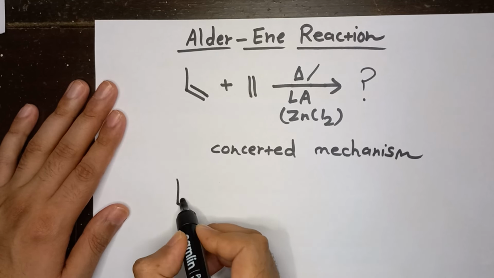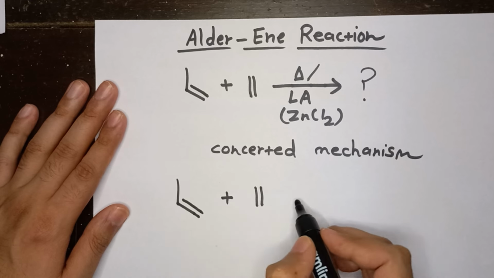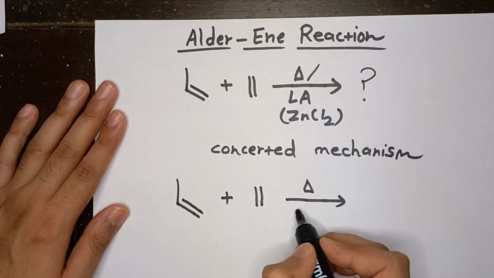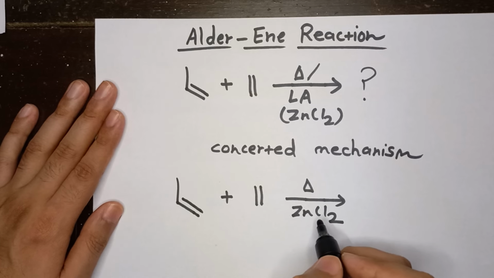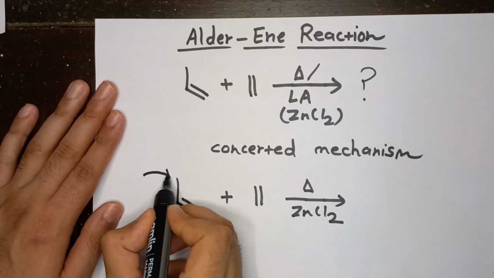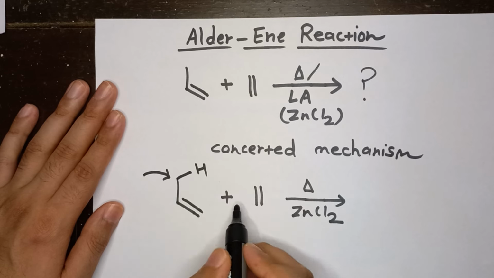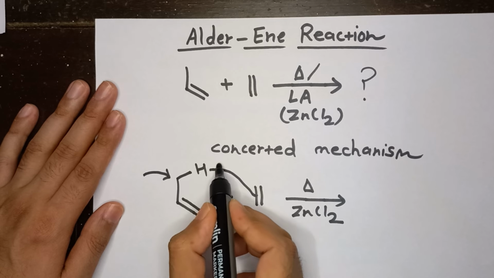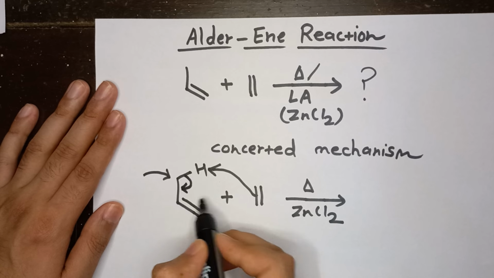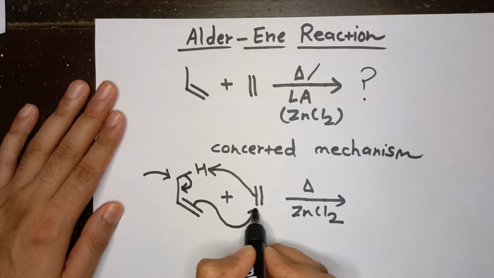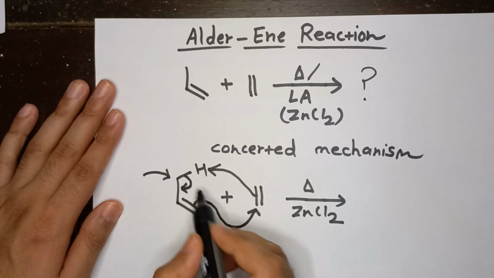This is one of my alkenes, and this is my other alkene. We are heating it up in presence of zinc chloride. Mechanistically, you need to look out for the carbon adjacent to the alkene. This carbon is attached to hydrogen. So this alkene will take this hydrogen, this C-H bond will break and form a double bond here. This double bond will migrate and get attached to this carbon. This is what we call the concerted mechanism, a sort of arrow pushing mechanism.